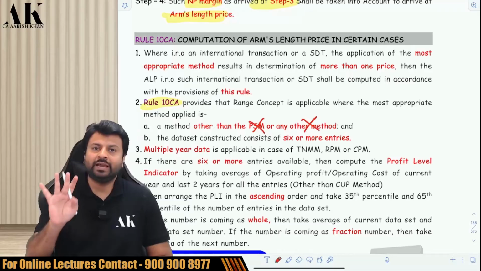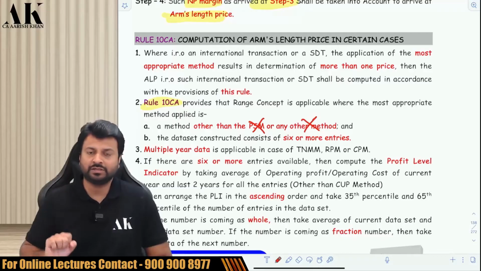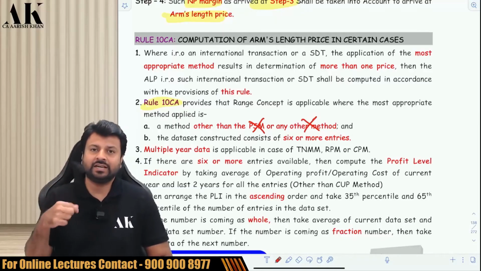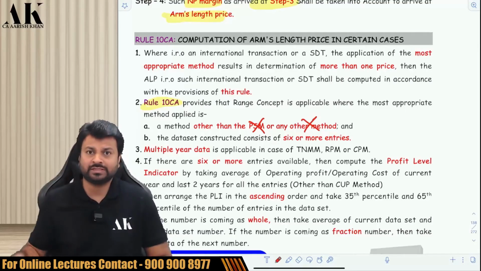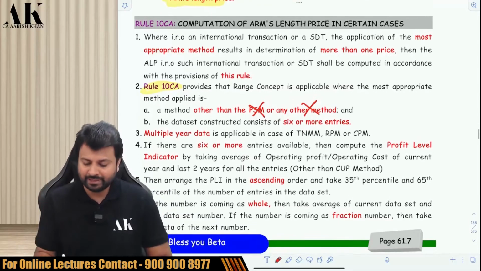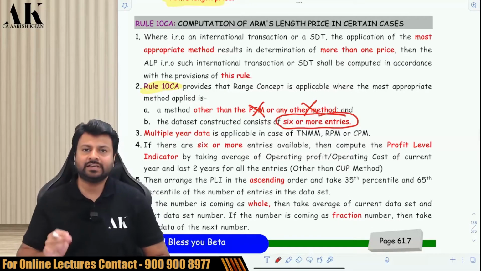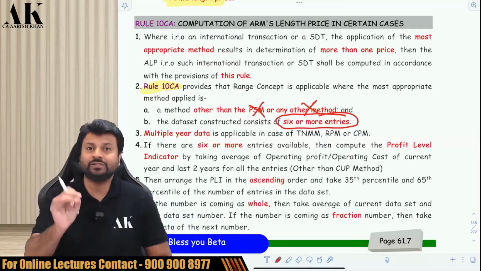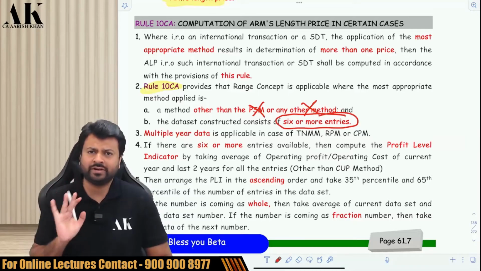It means it is only applicable for the first four methods, that is the CUP method, the cost plus method, the resale price method, and the transactional net margin method. It is not applicable for PSM. It is not applicable for the other method. They generally ask this question in your MCQs also. Secondly, out of the four methods also, it is applicable only if you have 6 or more entries in the data set. If you have less than 6 entries in the data set, it is not applicable. So you need at least 6 entries in the data set, 6, 7, 8, 9, 10, whatever it is, it will be fine.